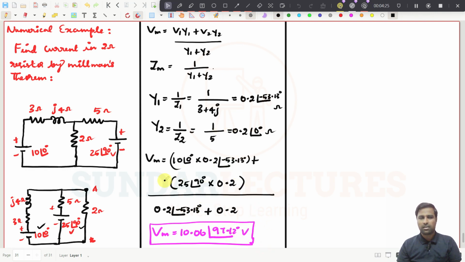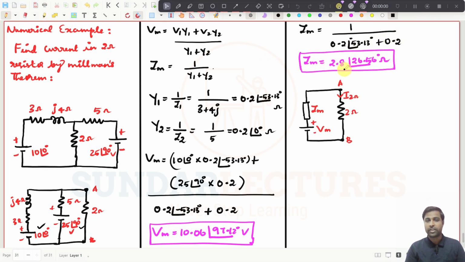You just calculate this using a calculator, you will get this value. And next thing, you need to find what is the Zm value. And what is Zm? Zm can be easily found, right? Zm should be equal to 1 divided by this volt, 0.2 at an angle of 53.13 degrees, minus, here it is minus, plus 0.2. And if you simplify this, Zm will be equal to 2.8 at an angle of 26.56 degrees ohms, right?